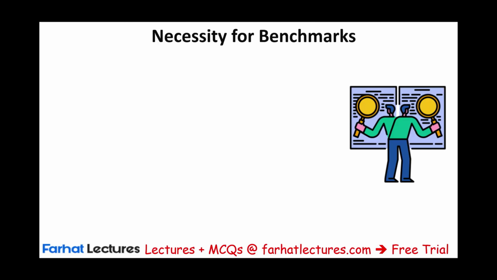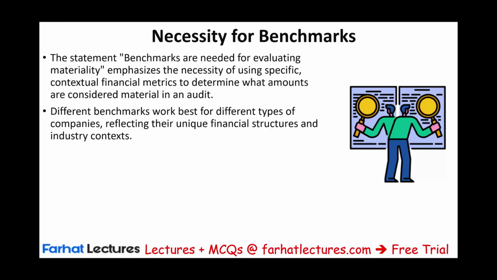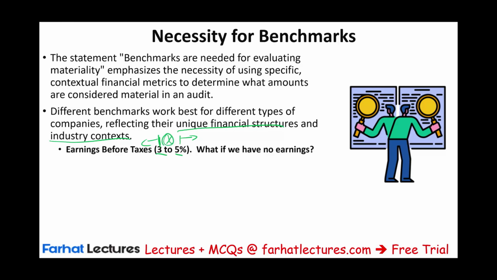Also, what we need to look at is this number relative to something else specific. The statement that benchmarks are needed for evaluating materiality emphasizes the necessity of using specific contextual financial metrics to determine what amounts are considered material in the audit. So we have to take a look at this number, compare it to a benchmark, and make that decision. Different benchmarks work best for different types of companies because each company is different. They have a unique financial structure and industry context. For example, earnings before taxes could be a good benchmark. So we would look at 3 to 5%. We would say anything below 3%, not material. Anything above 5% of earnings before taxes is material. Anything in between, we have to use our judgment.